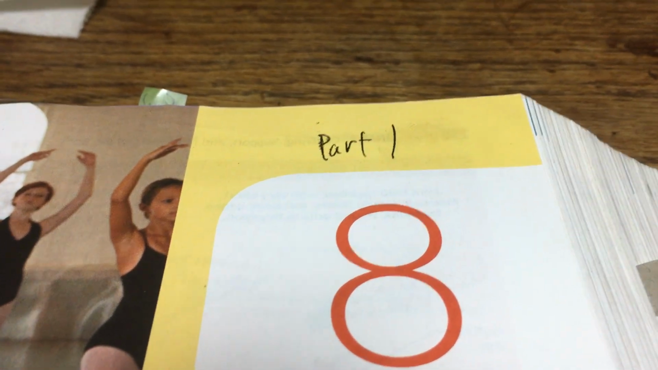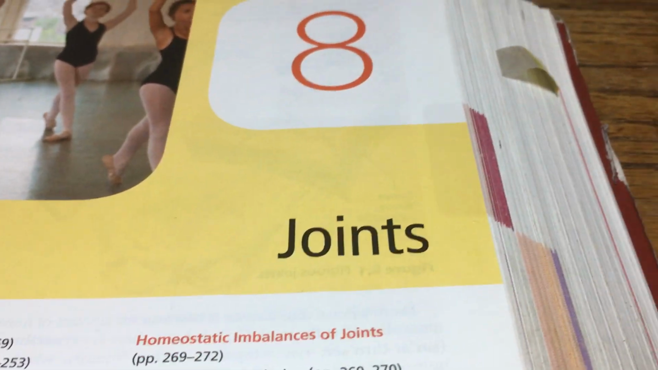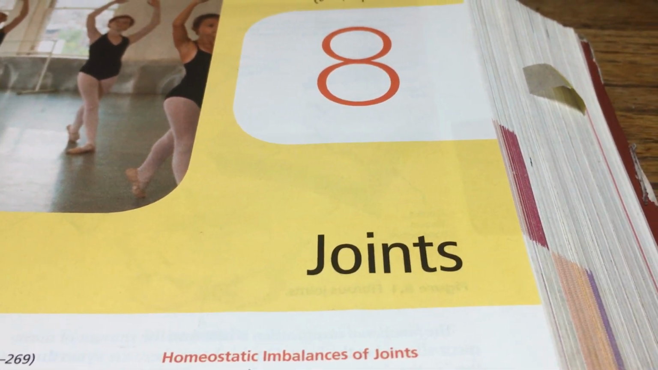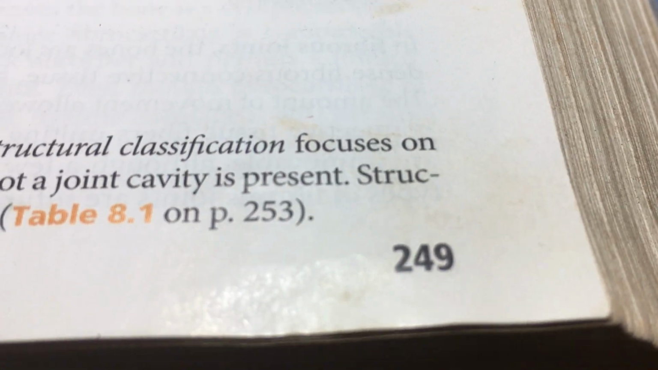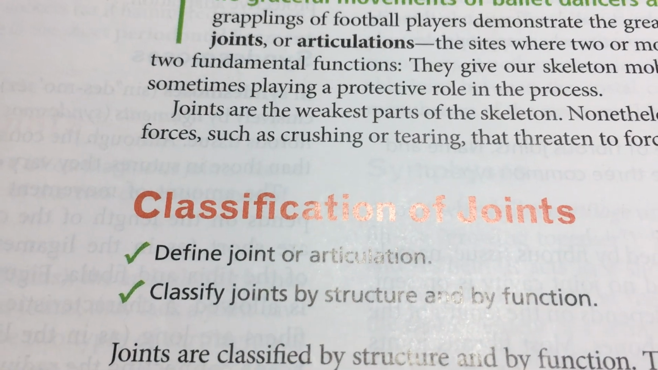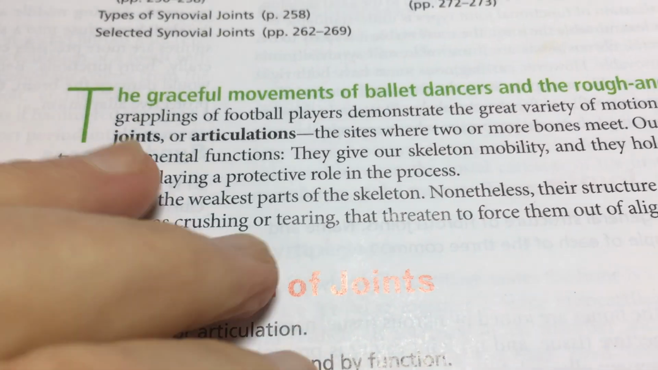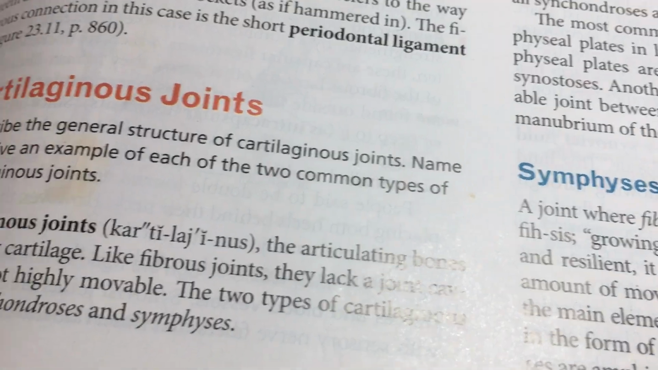Here we go. It's part 1, and we have chapter 8 here. Chapter 8 is one of my very favorite chapters, though I say that about pretty much every chapter, but I love joints. And we're looking here at actually page 249. And we begin with the idea of classification, overall classification of joints. And so let's turn the page here.